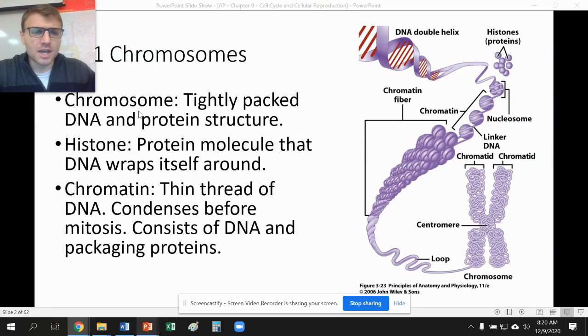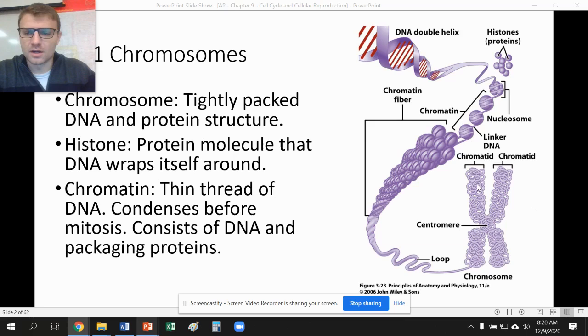The first part of this chapter is going to be looking at how DNA is structured within the nucleus. We all know that the majority, at least, of DNA is found in the nucleus for eukaryotic cells. So when we're looking at DNA, we're actually going to be looking at these things called chromosomes. Now, chromosomes are made out of DNA, but that DNA is packed tightly around histone proteins. These are just like packaging proteins that the DNA uses to assemble itself into a nice structure.